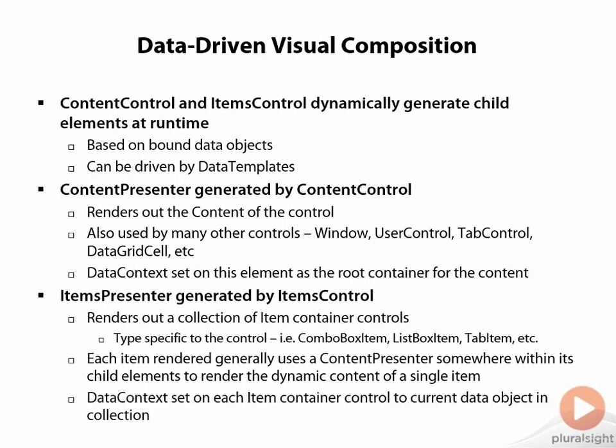And just like with the content presenter inside a content control, the data context on each item container, specifically combo box item, list box item, and so on, is going to be set to the individual data object that's being rendered out within that item's control. So that's a lot of words and lofty concepts. Let's drill into a demo that will make this more concrete by digging into the visual tree and seeing what's going on when data binding is happening.